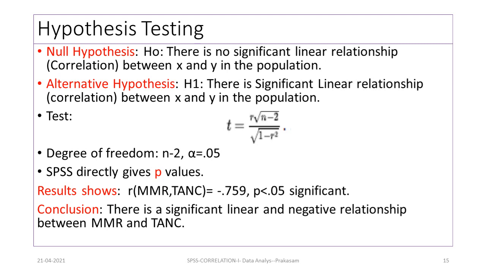And then for that we have to see the table value. Instead of that, SPSS directly gives the p value, which has been calculated by using the above formula, and the result shows that the r value between MMR and TANC equals minus 0.759, which is significant. That shows that there is a significant linear and negative relation between MMR and TANC. Why are we calling it negative? Because a negative sign is given in the correlation coefficient.